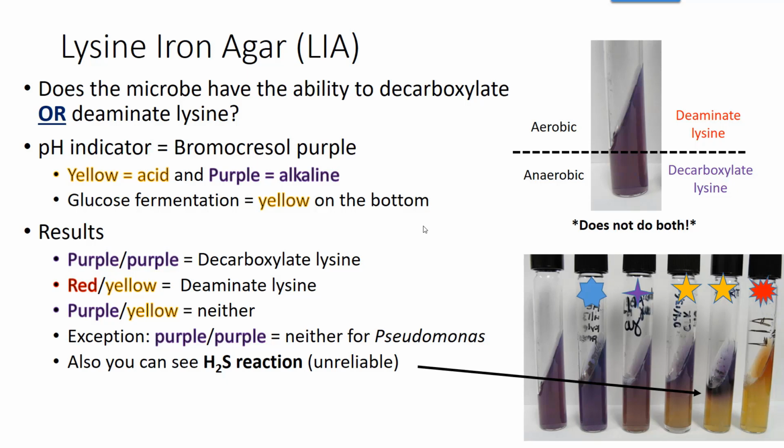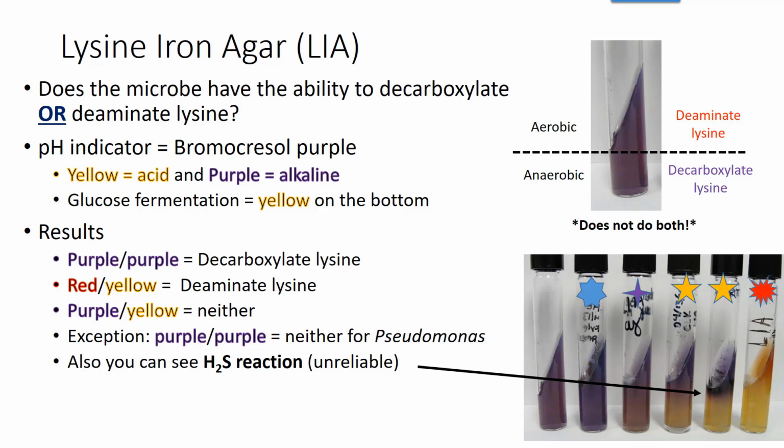Now, if it can break down lysine, the product is just called lysine byproducts. It's not a specifically named product, it's just lysine byproducts. Now, the indicator to tell us if lysine was broken down, it's a pH indicator written on here, called bromocresol purple. Now, positive reaction can vary because there's two different ways that you can break down lysine. You can either decarboxylate it or you can deaminate it.